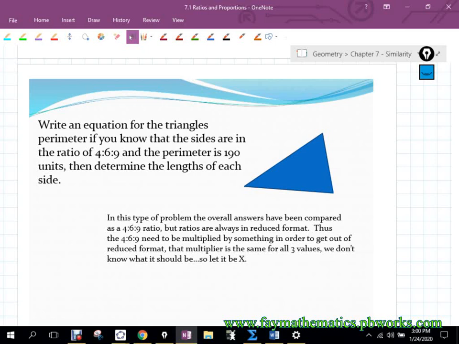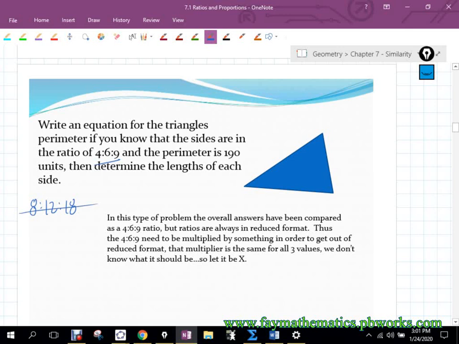The sides could be 8, 12, 18. Does that make sense? Think about this: 8 to 12 to 18. Is that a 4 to 6 to 9 ratio? Do they all divide by 2 and reduce down to 4, 6, 9? Okay. But now here's the thing. Do they add up to 190, as the perimeter says they should? Is 8 plus 12 plus 18 equal 190? That kind of makes sense? So these are not the 3 sides.